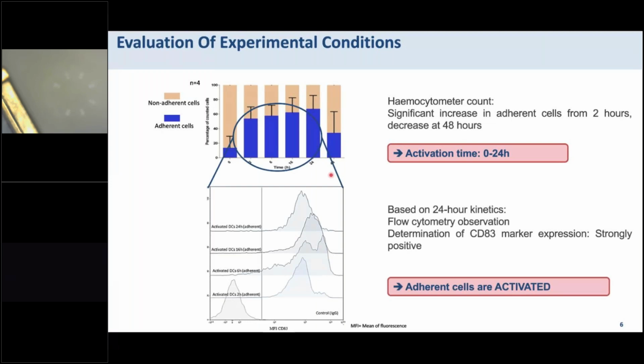To be sure that the adherent cells are well activated, we analyzed markers linked to the activation state. Here, I will present you CD83, and we can observe that the adherent cells highly express CD83 over time. That means that the adherent cells are well activated by the LPS.